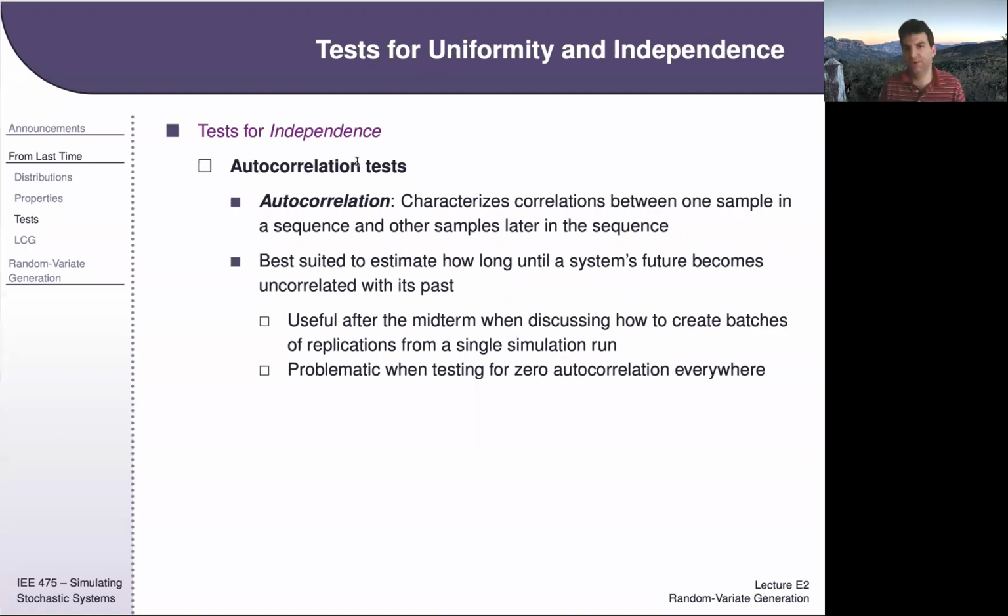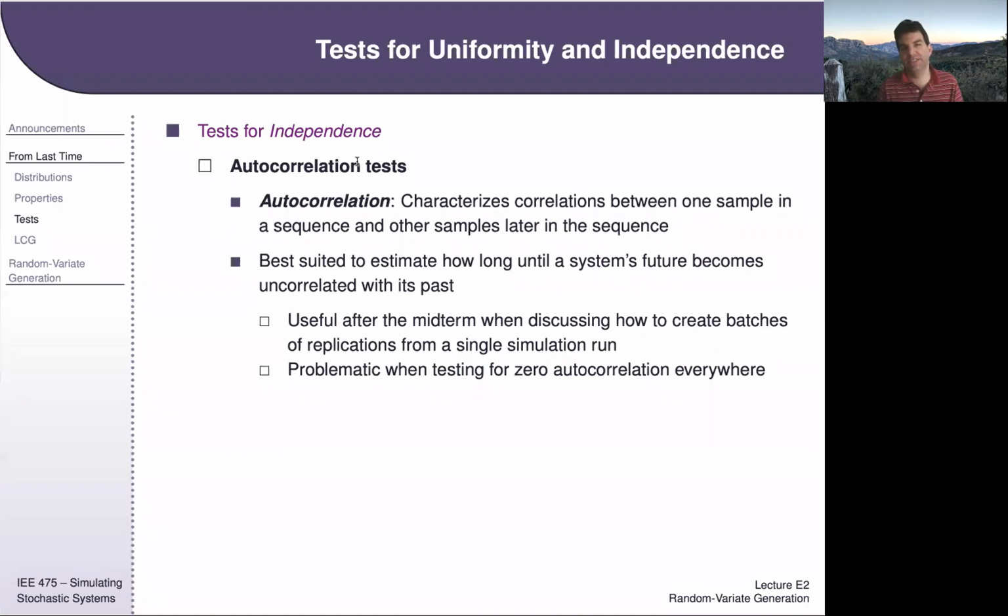Now, the problem with these autocorrelation tests, which I'm not asking you to do, I just want you to be familiar, you need to know the word autocorrelation. So autocorrelation characterizes the correlations between one sample in a sequence and other samples later in the sequence. It's correlation with itself, autocorrelation, self-correlation. So you should know the word and be able to recognize it, and we will use it later on after the midterm and for slightly other reasons.